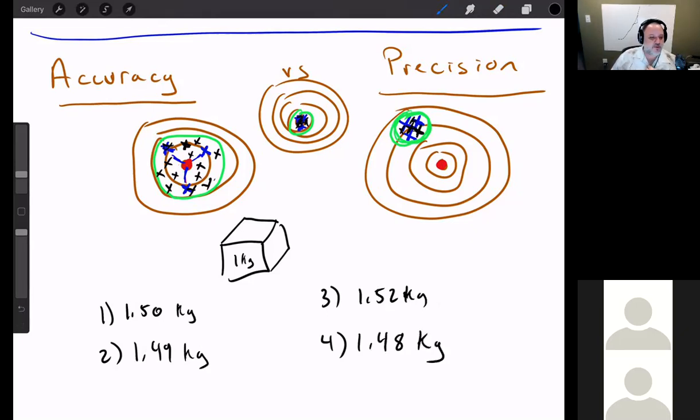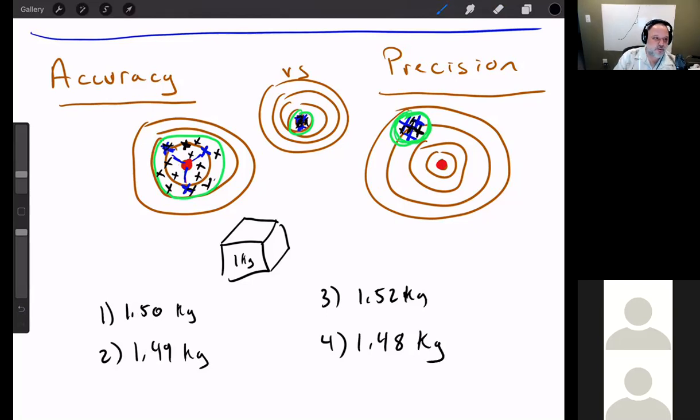One 1.50, 1.49, 1.52, 1.48. All of these measurements are around each other. They're very precise, but they're not accurate because the actual value is 1 kilogram, and that's not what we're coming up with. So accuracy is about how close you get to the true value. Precision is about how repeatable the measurements are.